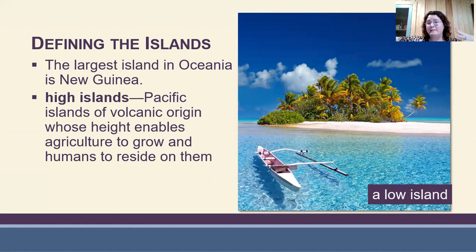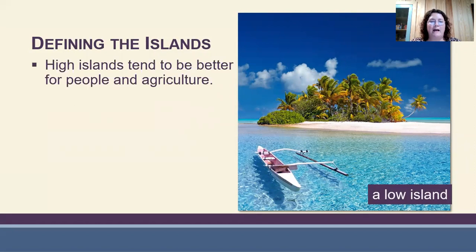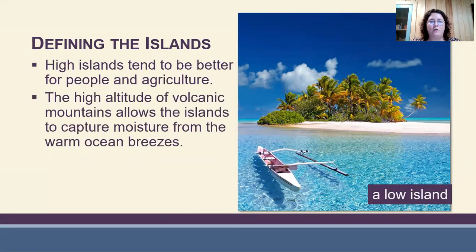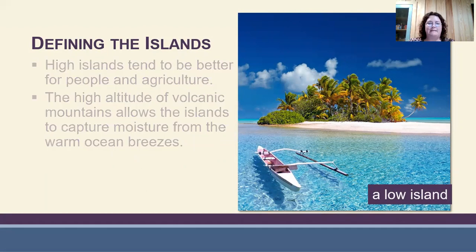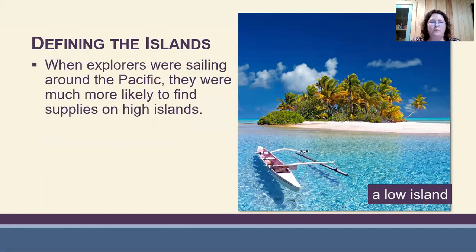It would have mountains sometimes that would create rain and create a good fertile soil for agriculture, for plants to be able to grow and different things. And with that, humans are able to live there. Then the high islands, like I said, tend to be better for people and agriculture. The high altitude of volcanic mountains allows the islands to capture moisture from the warm ocean breezes. When explorers were sailing around the Pacific, they were much more likely to find supplies on high islands. So they would look for these islands.